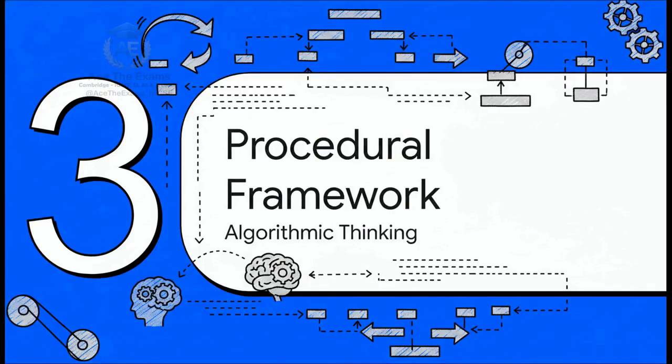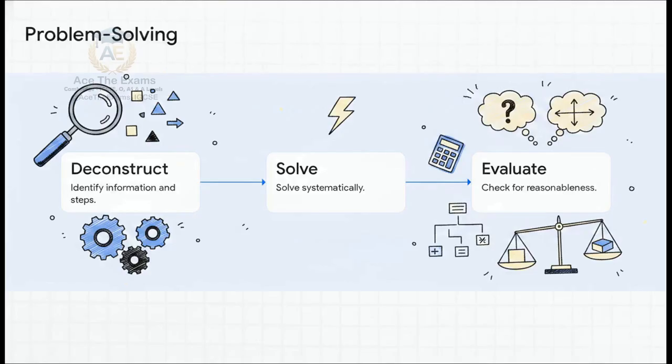Section 3, procedural framework. Let's look at step-by-step algorithmic thinking. If we know that the process is just as important as the final answer to get those method marks, we need a bulletproof system, a procedural framework. Every single time you face a pseudocode question, you need to follow this 3-step sequence: deconstruct, solve, and evaluate.